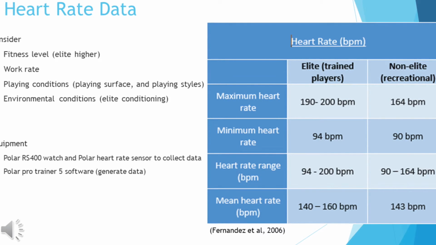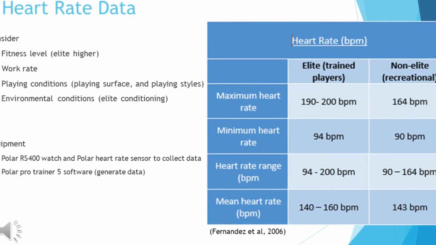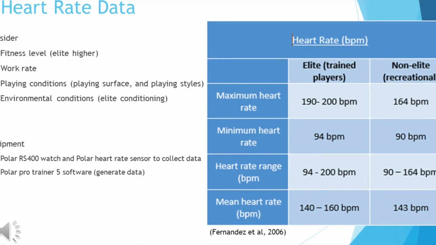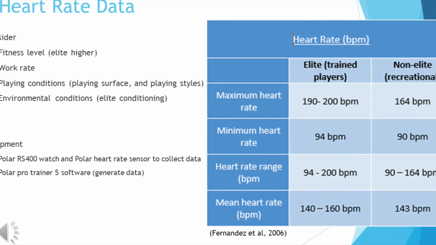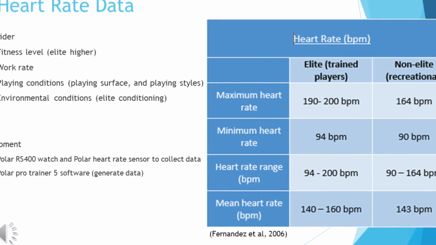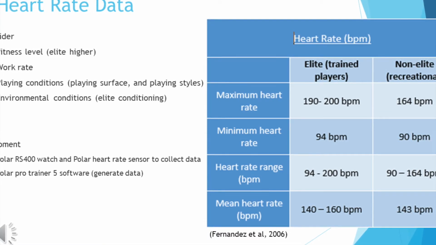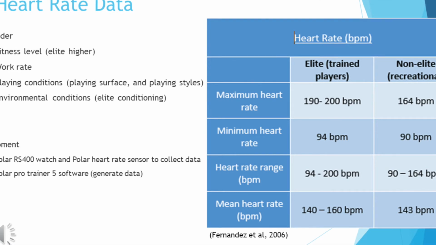The things to consider when looking at both the elite heart rate and the non-elite heart rate is the fitness levels. Obviously, an elite trained player is going to have a higher fitness level. Work rate can differ. The playing conditions can impact the heart rate, so the playing surface and different playing styles. And additionally, the environmental conditions. Elite players are more likely to adapt to these conditions due to elite conditioning and training in these sort of environments.